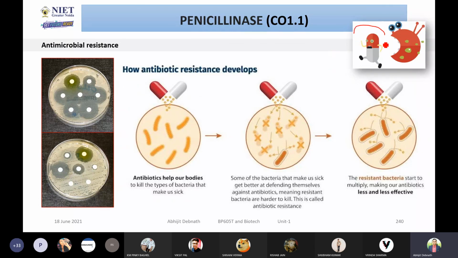You can see here is our drug and here is a microbe. So this one is running away, because this is penicillinase, this is the penicillinase and this is our drug. So I will tell this thing in my next lecture.